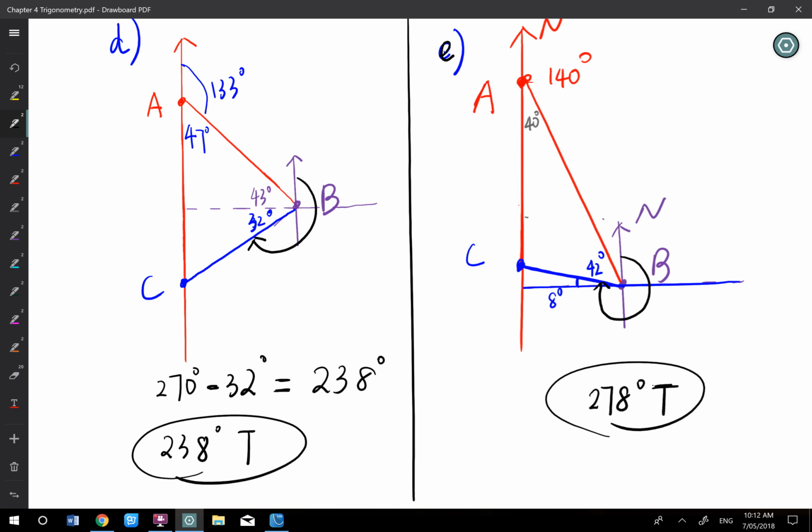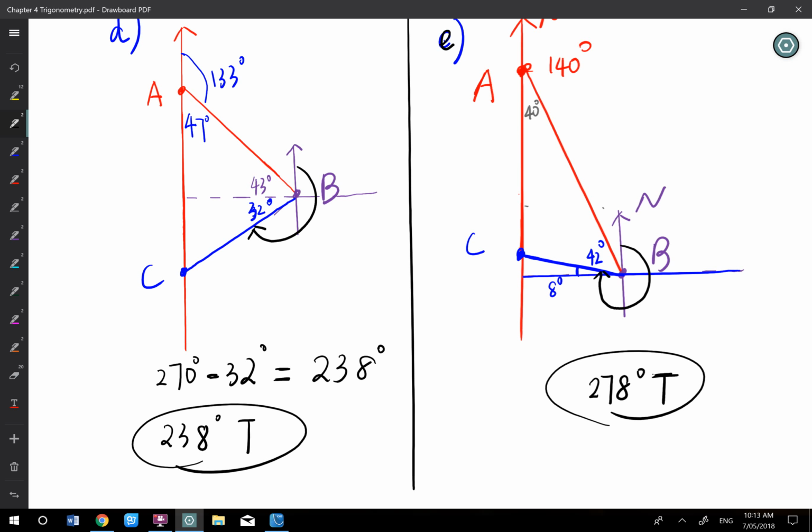I think most of you may have gotten a little bit confused with the last one because the diagram looks a little bit different. If you think about the first one, it looks exactly the same shape as before. We have 133 on top and 47 here, and that's a 75. If I draw a horizontal line, I have 43 and 32 here, which gives me a 75. So the bearing from B to C gives me 270 minus 32 minus this part, and I get 238 degrees true bearing for part D.